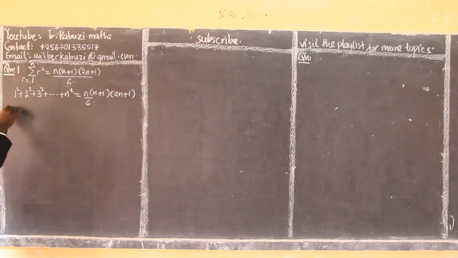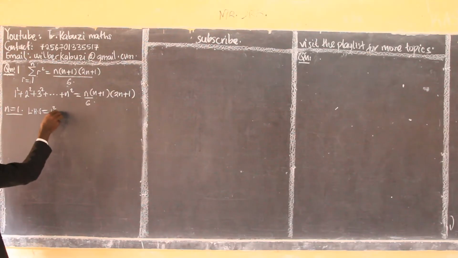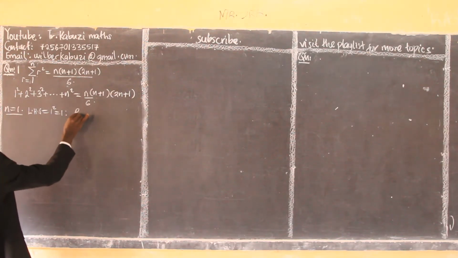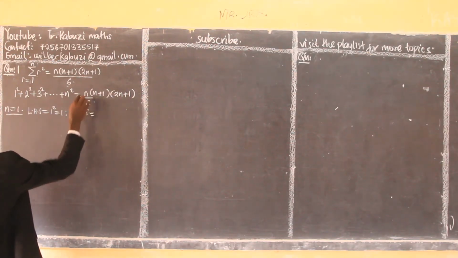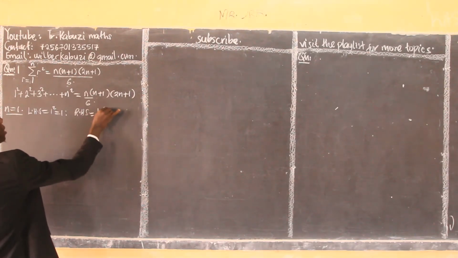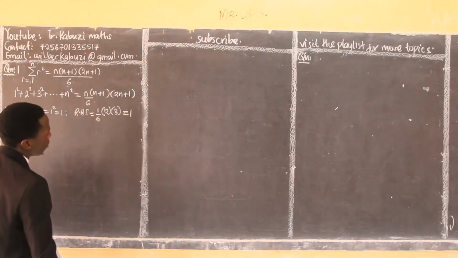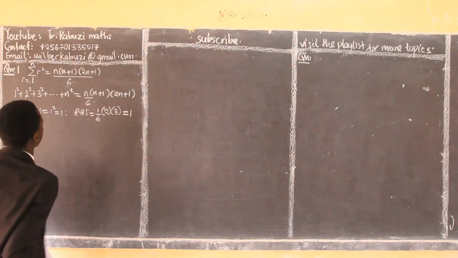Now we prove it's true for n equals to 1. Now for n equals 1, it means that we are taking the first one term. So our left hand side equals to 1 squared, which is 1. Then our right hand side, we just put in now n as 1, which clearly is going to give us a 1, because this is 6 divided by 6, which is 1.